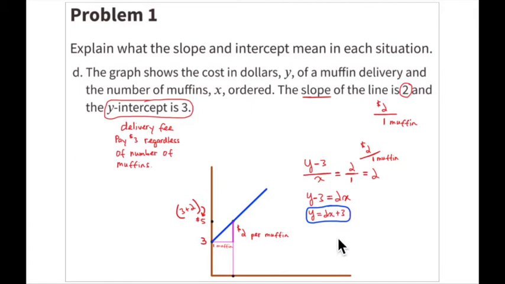How much is this going to cost me? Well, let's see here. That's $2 for each muffin, so that's 2 times. You purchased 10 muffins. 2 times 10 is $20, but then you have to also pay the $3 delivery fee. So your cost for those 10 muffins is going to be $23. So you go out here to 10, and you go up here, and it's going to be at $23. And you subtract the 3, that's going to bring it down to $20 for just the muffins.